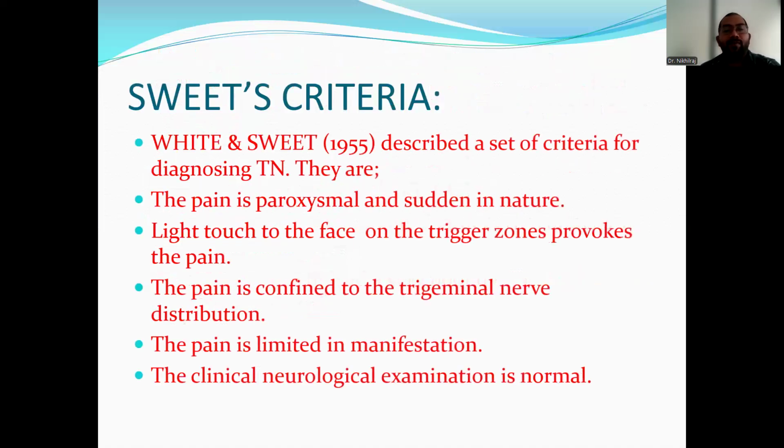In 1955, Sweet and White formulated criteria regarding trigeminal neuralgia, known as the Sweet and White criteria, a set of criteria for diagnosing trigeminal neuralgia. The pain is paroxysmal and sudden in nature. Light touch of the face on the trigger zones provokes the pain. The pain is confined to the trigeminal nerve distribution. The pain is limited in manifestation, and the clinical and neurological examination is normal.